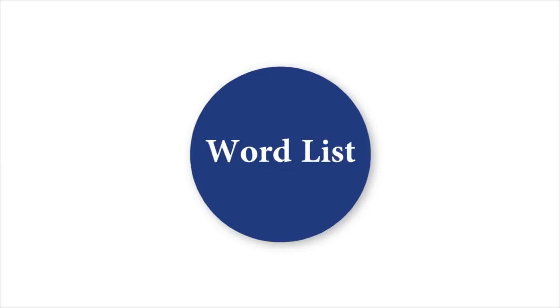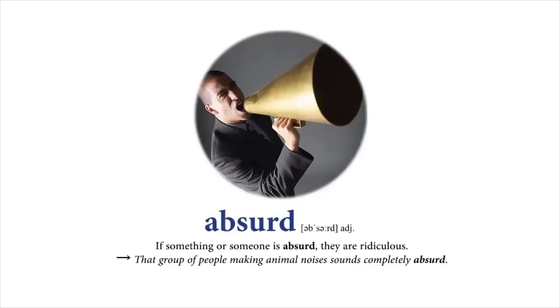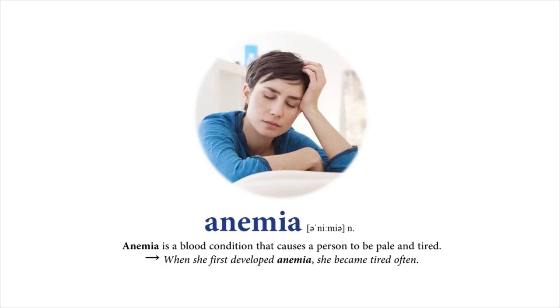Unit 3. Word list. Absurd. If something or someone is absurd, they are ridiculous. That group of people making animal noises sounds completely absurd. Anemia. Anemia is a blood condition that causes a person to be pale and tired. When she first developed anemia, she became tired often.